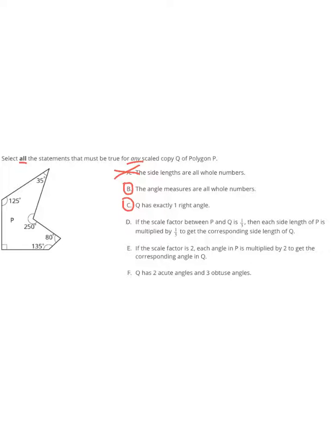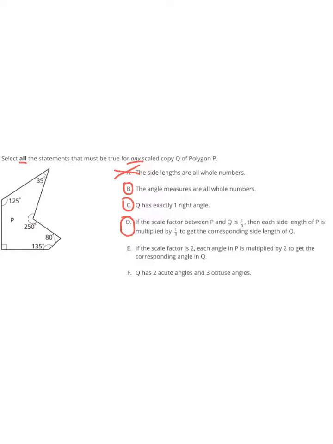For D, if the scale factor between P and Q is 1/5, then each side length of P is multiplied by 1/5 to get the corresponding side length of Q. And that's exactly how you'd figure out those side lengths if they were given to us. So that is certainly true.